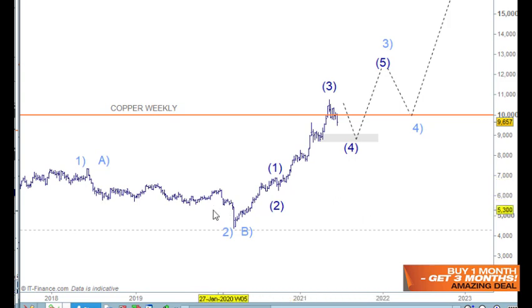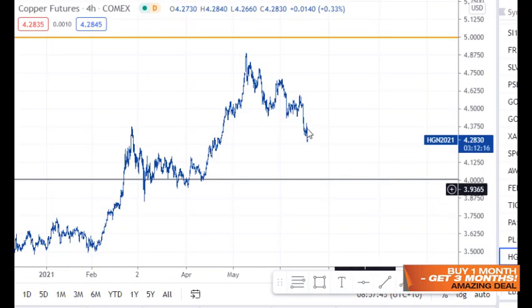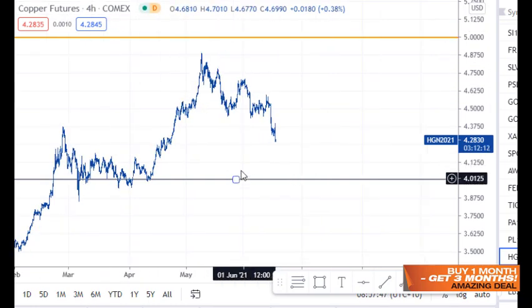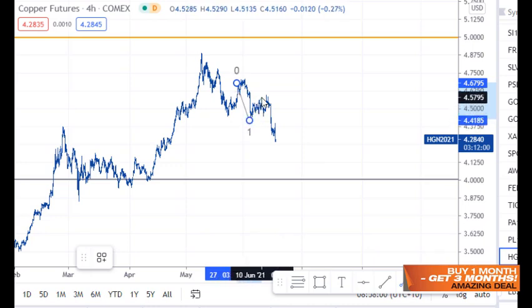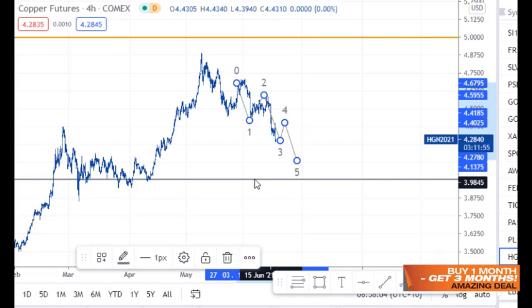Actually, we should have a look at the COMEX one. Yeah, this is COMEX on the 4-hour chart here for futures. It's the same thing here as well. It looks like from this top here, we've got 1 and 2 here, and 3. This is all the 3rd wave here, so a 4th wave and a 5th wave. So it looks like it's got further to play out here. Coming back to this wave 4 here.